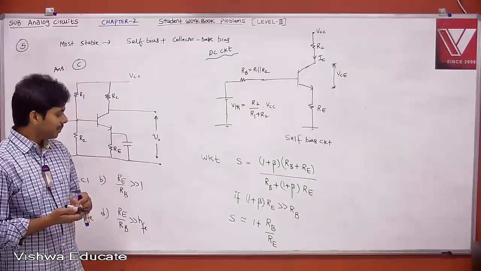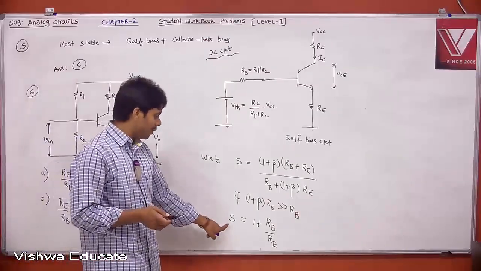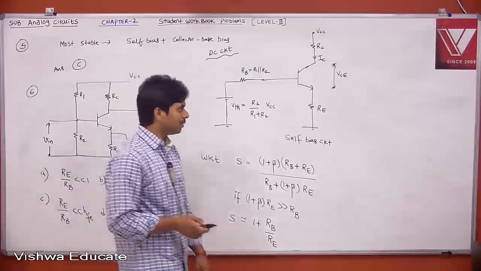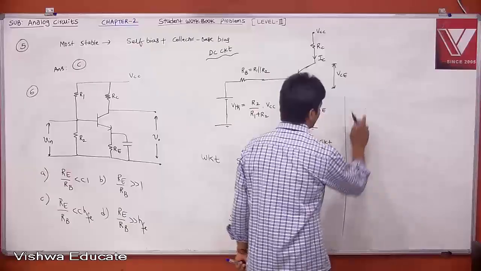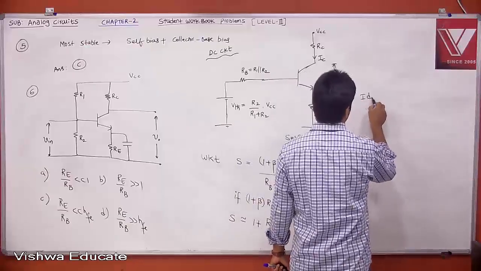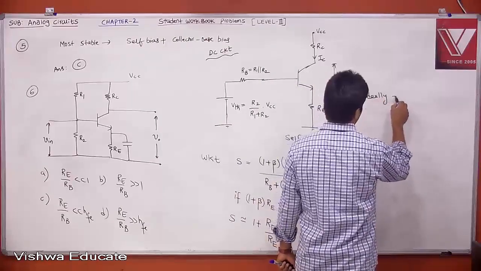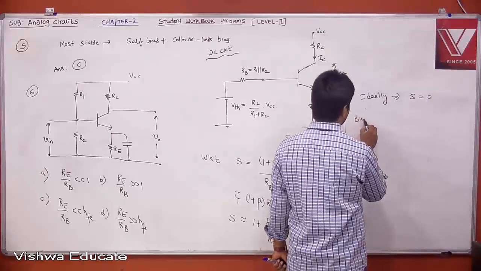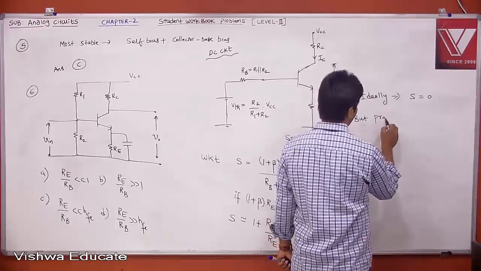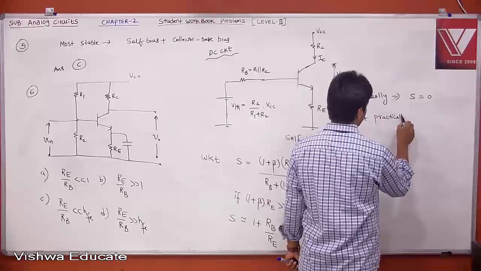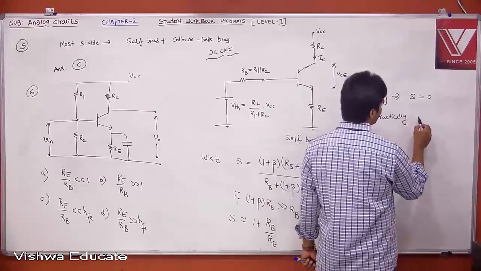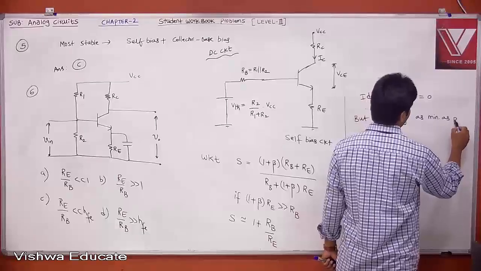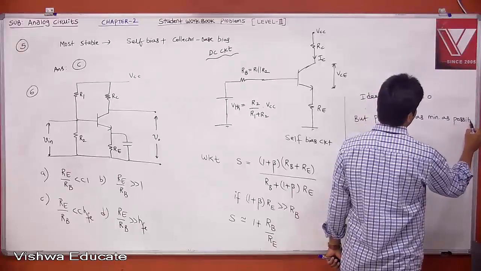Therefore, now tell me, we want the stability factor to be as minimum as possible. Ideally, we want the stability factor to be 0. But practically, we can only get it as minimum as possible. That is what we can get, right?